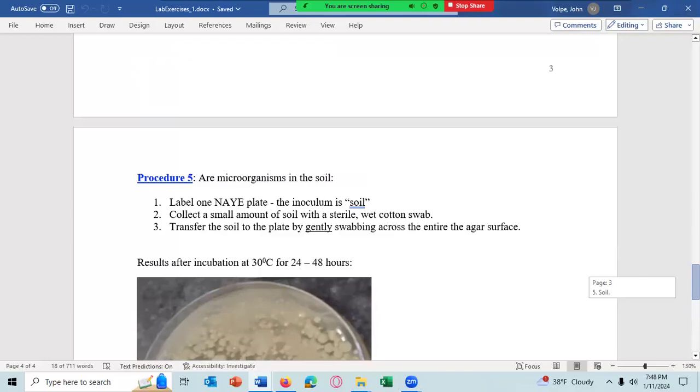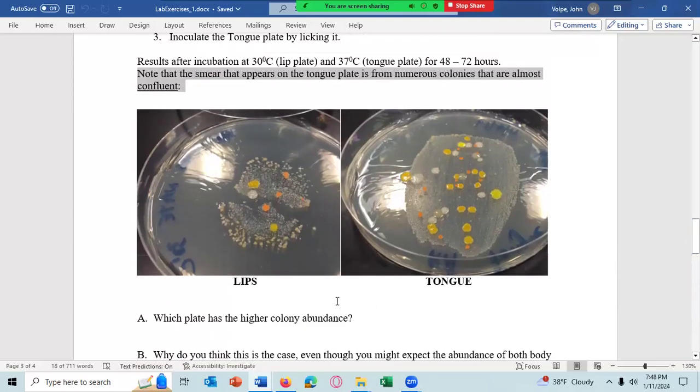First, let's go talk to the lip plate. You can see some very large colonies that were obtained from the lips. There's one there, one there, one there, and one there. And those large colonies all have color too, except for that one.